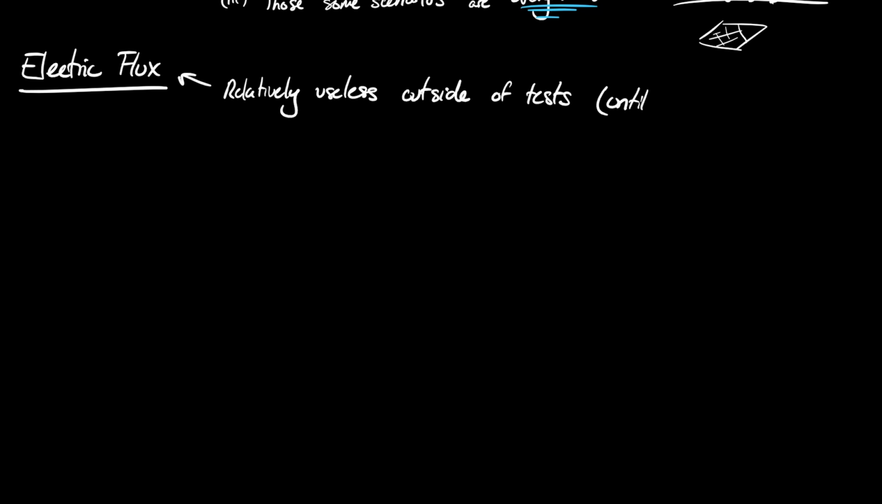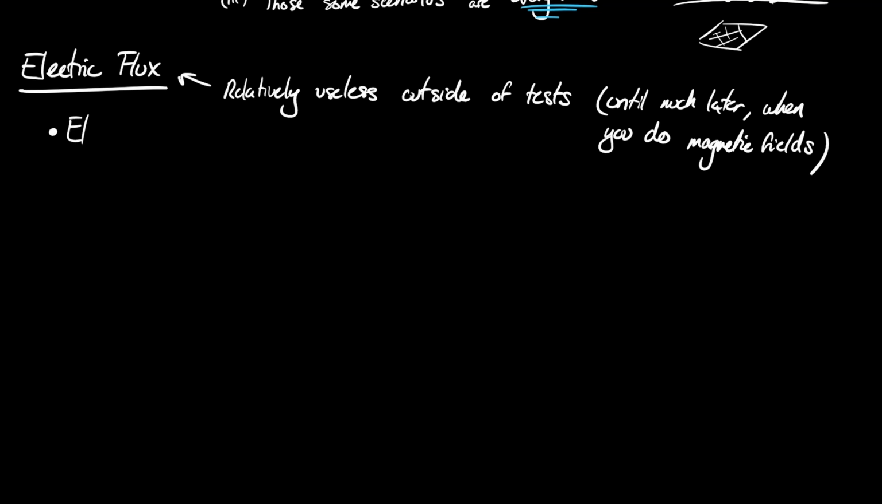Until much later in Physics 2, when you do, I forget the name of the equation. It has to do with magnetic fields. It's probably a cardinal sin for me to forget the name of that equation. I just took electrodynamics. But what electric flux is, in short, is electric field times area.